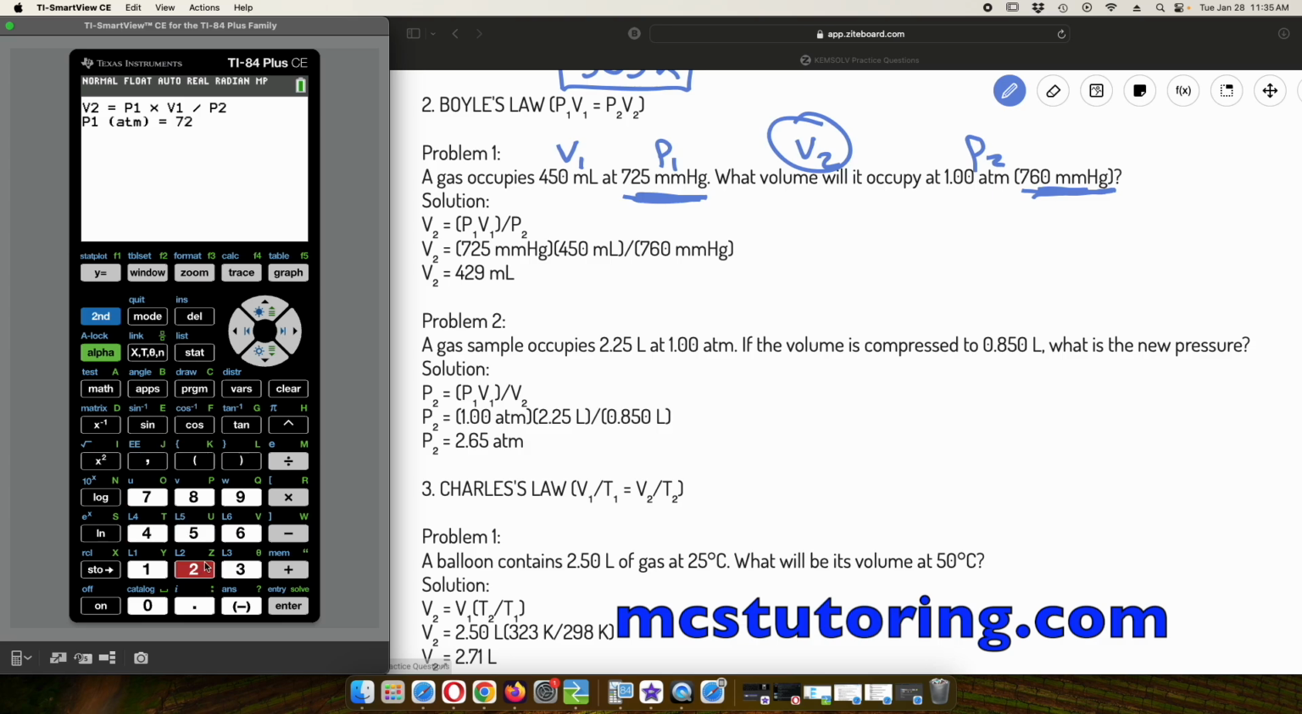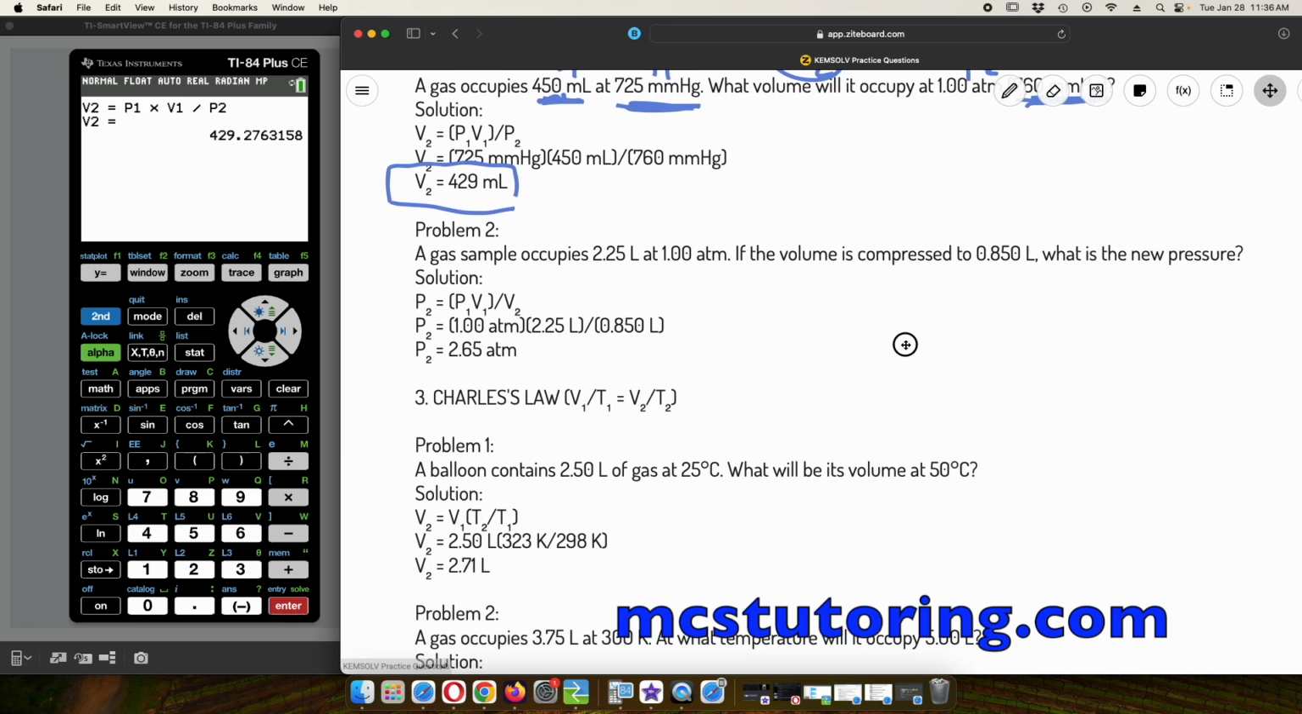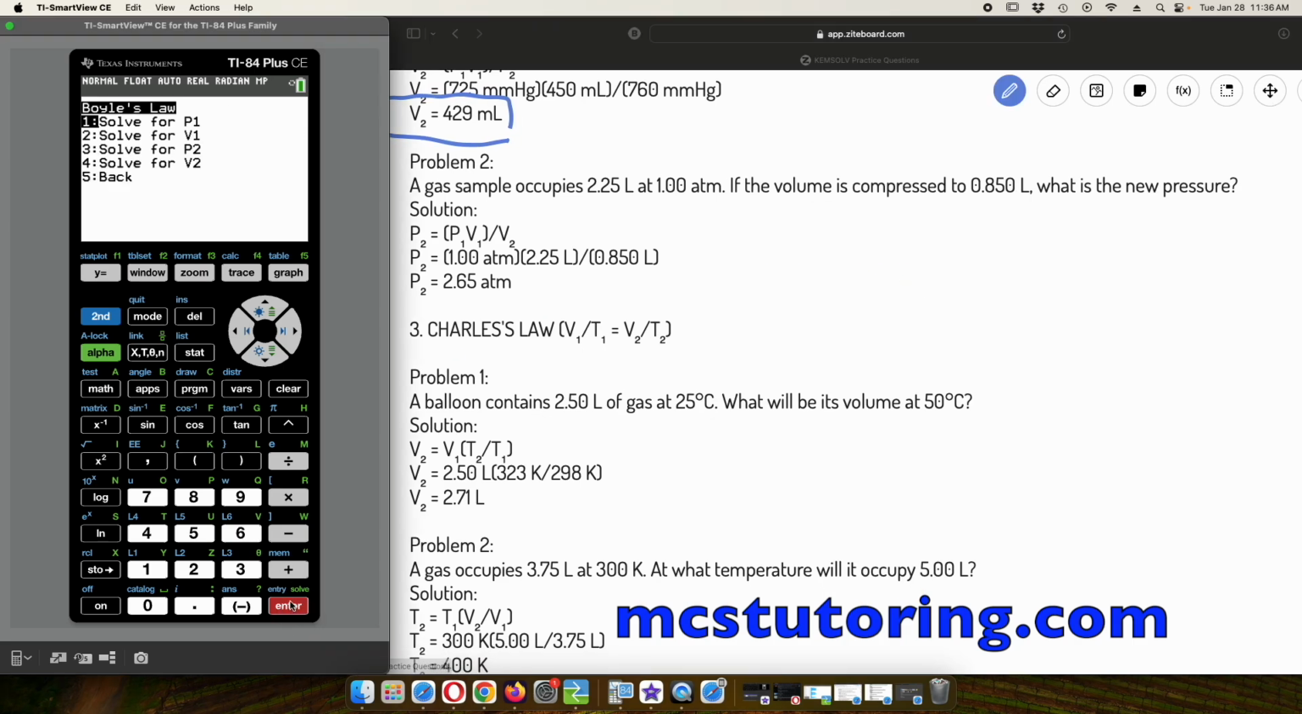So 725, and then V1 is 450 milliliters, so again, we're going to be in milliliters. I think they call it units agnostic. P2 is 760. Let's see if my grand project works here. 429.2, okay, good. Just make sure it's the same units as V1 originally, milliliters, so the answer is in milliliters. They keep you on your toes in chemistry and physics by changing units all the time, so just be careful about that.